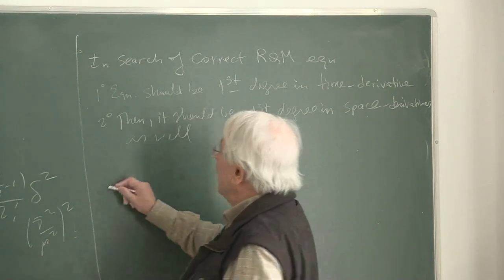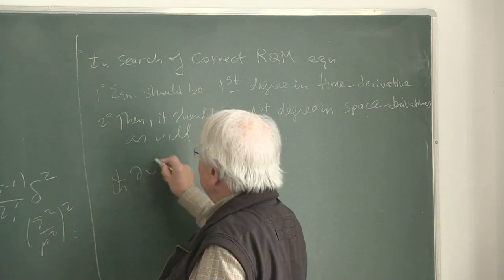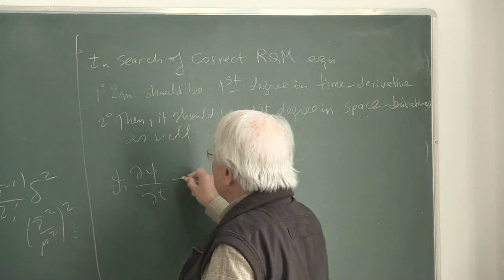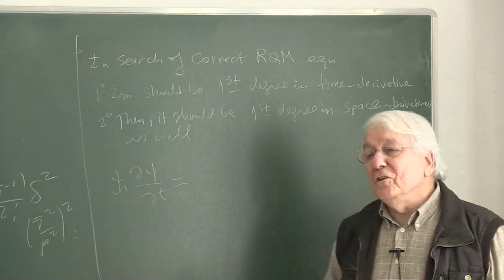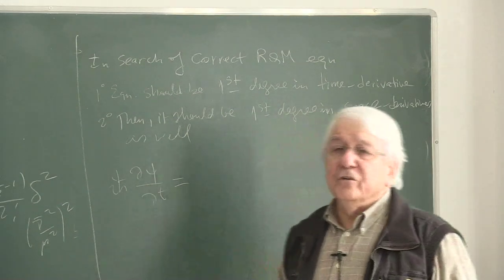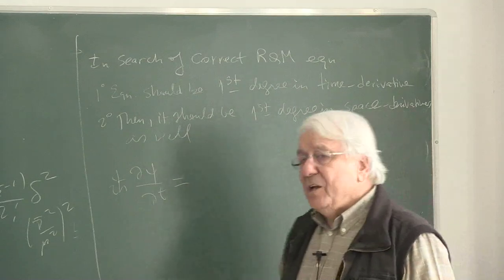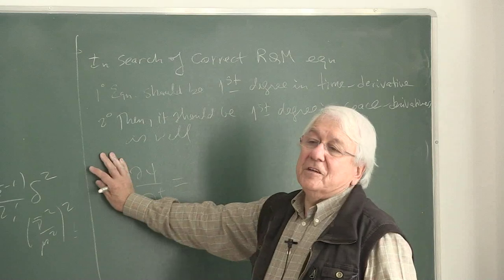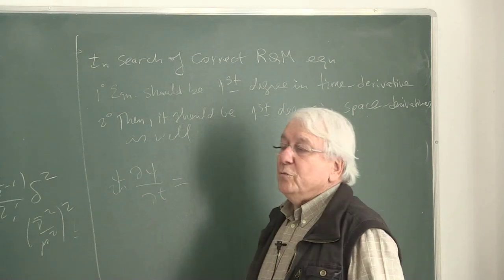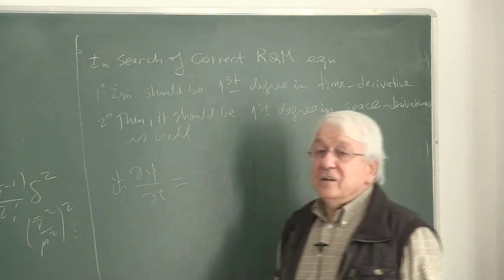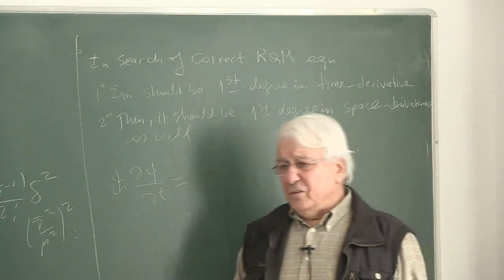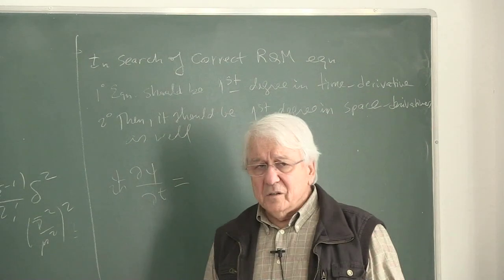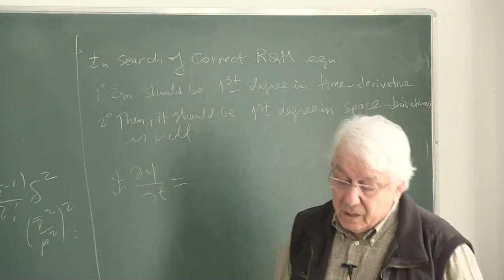So let's start constructing the equation now. Let's write the equation: i h bar d psi dt. Let's start with this one, mimicking the Schrodinger equation. The left-hand side of the Schrodinger equation is i h bar d by dt. Actually, I'm writing the first derivative, and to make everything consistent in constants with the Schrodinger equation, I write i h bar times d by dt. I don't have to, but I write it that way.